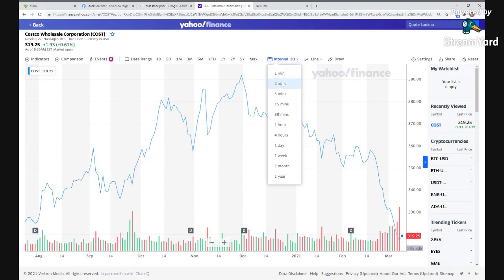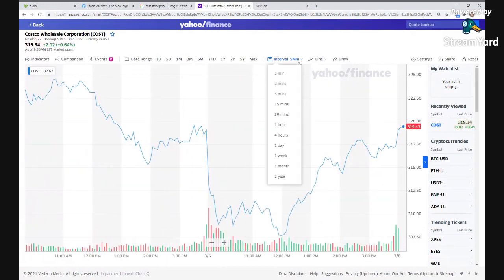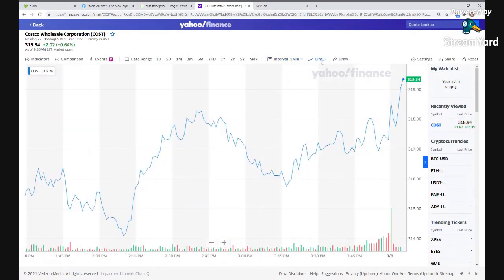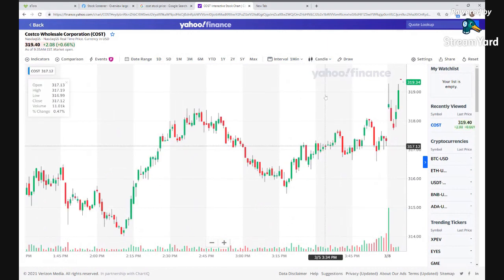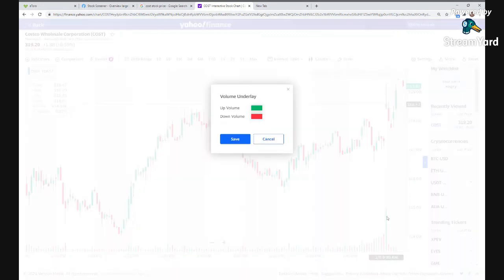Up here, I look at the 1 day interval, but let's look at the 5 minutes. When I'm day trading, I look at the 1 minute chart, and I use lines sometimes if I'm too focused on the candles. But the most volatility is in the first hour of the stock market. You can watch down here, you'll see the volumes. So this shows you the volume. So up volume, down volume.